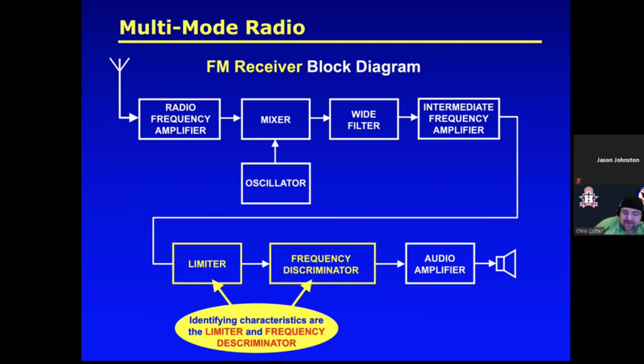The identifying characteristics in this are going to be your limiter and your frequency discriminator. So this is what's going to be important in the FM receiver. This is something that you're going to have to memorize: in FM receivers, you're going to have a limiter and you're going to have a frequency discriminator, because it may give you this diagram and ask, what kind of receiver is this? Well, if you see a limiter and you see a frequency discriminator, you can know that it's an FM receiver.